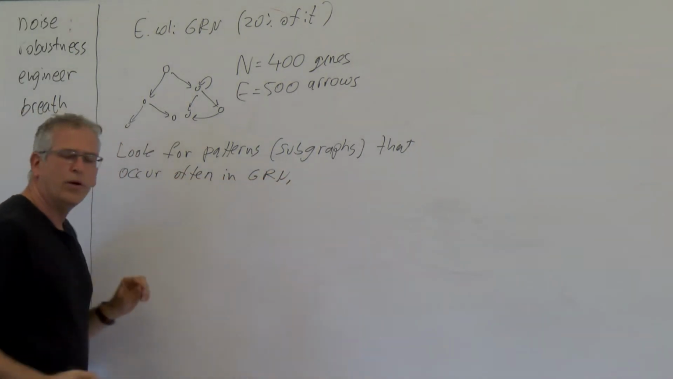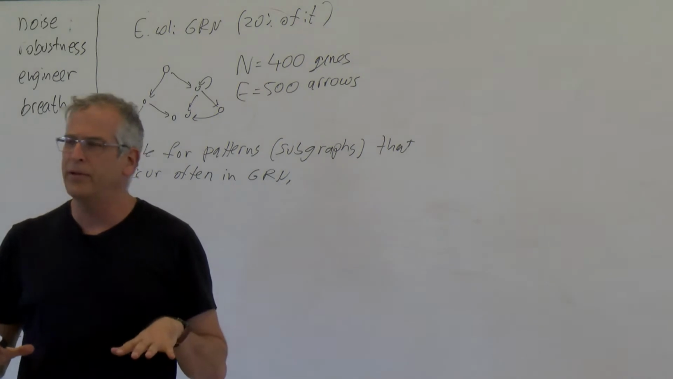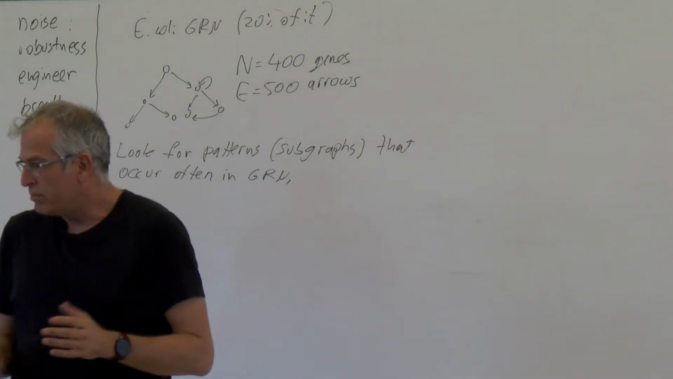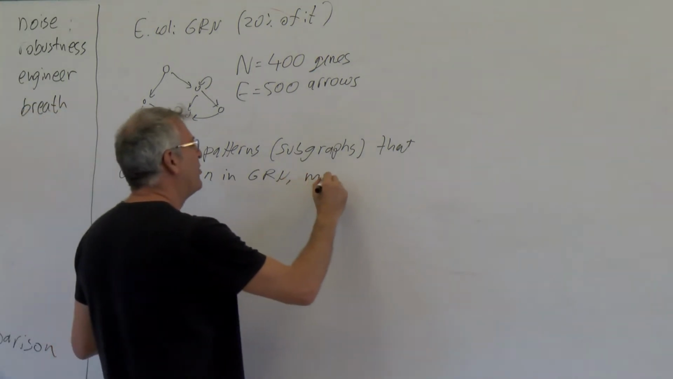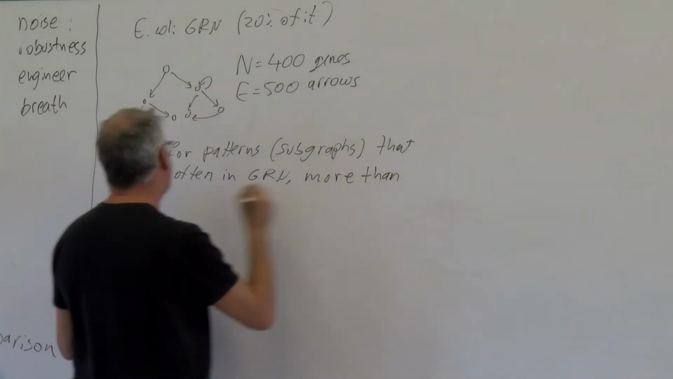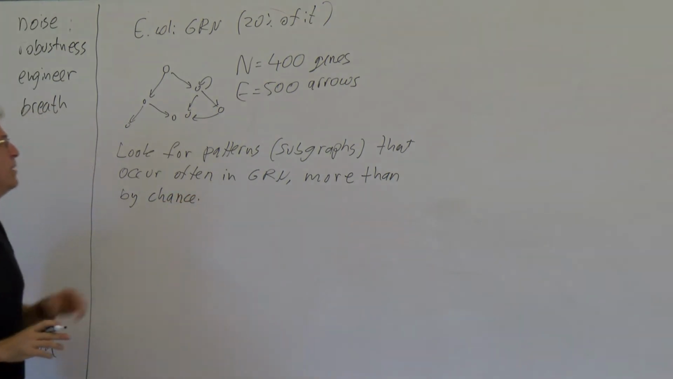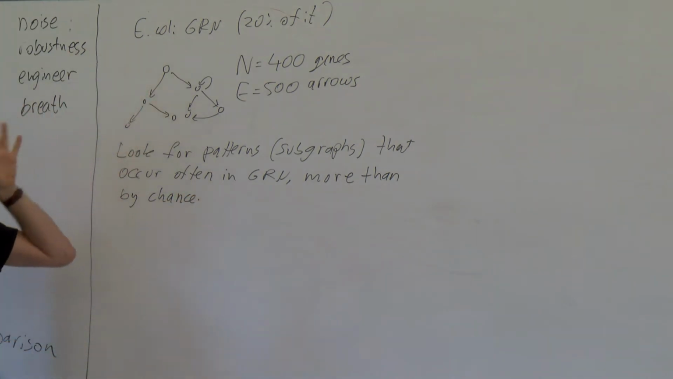And I also want to look for patterns that occur more often than expected by chance. More than by chance. I'm going to define what I mean, because maybe any graph you would draw has a certain pattern, and it's maybe nothing to write home about. Okay, so how can we do that?